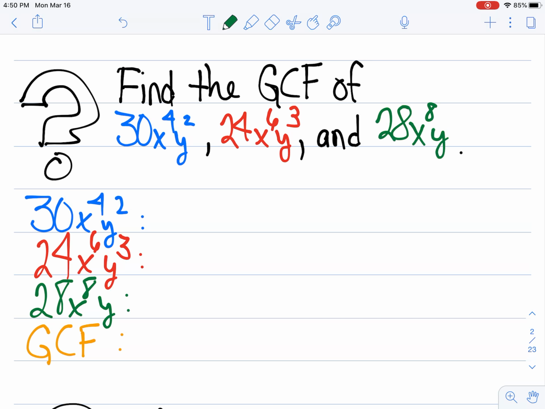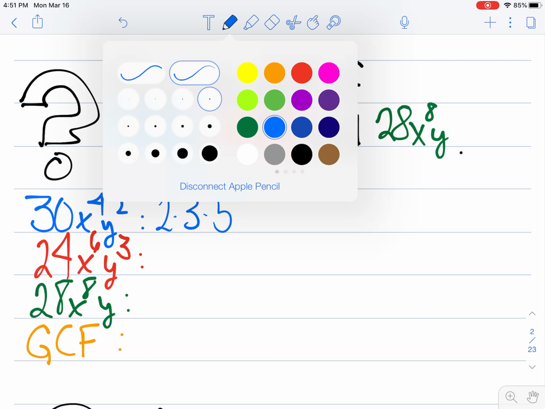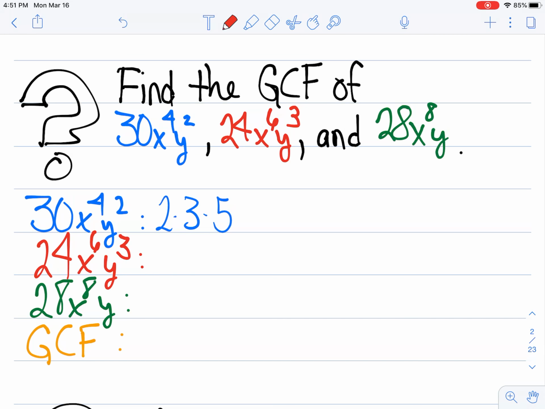Okay, so for 30x squared, we have 2 times 3 times 5. For 24x to the 6th y to the third, we already did 24, so that one shouldn't be too difficult. It's 2 times 2 times 2 times 3. And then for 28, it is 2 times 2 times 7.